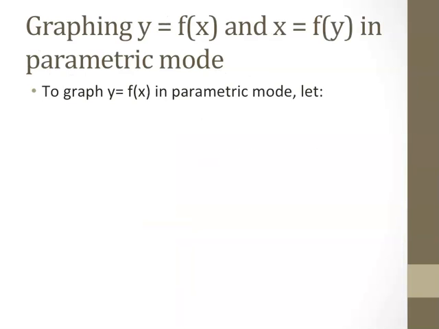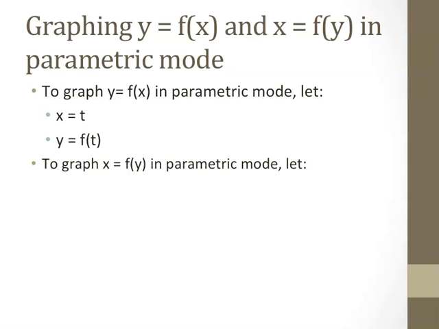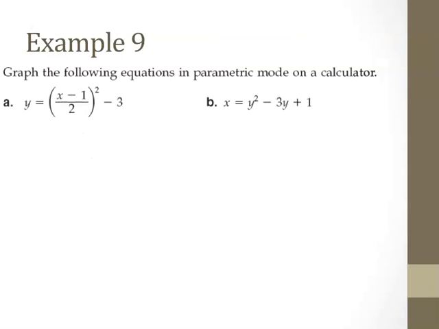All right, so now if you have a graph y equals f of x, in order to be able to graph something in parametric mode, you will let x equal t, and then y equal f of t. If instead you have x equals f of y, and you want to graph that in parametric mode, then you'll make x equal f of t and y equal to t. Let's take a look at these examples. Graph the following equations in parametric mode on a calculator.